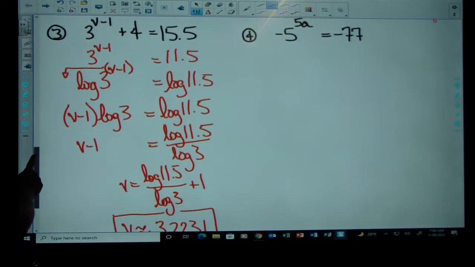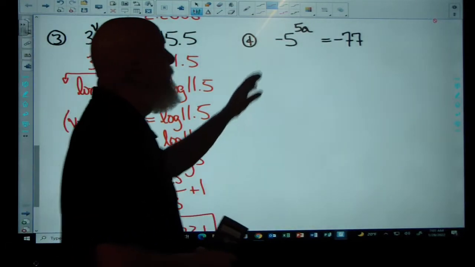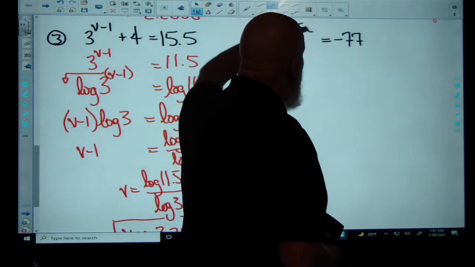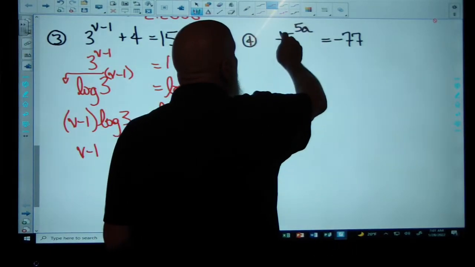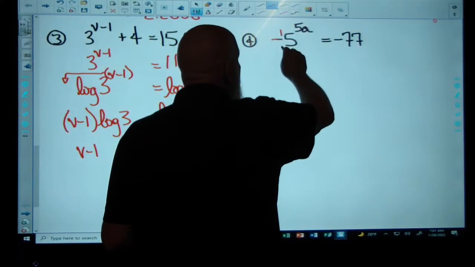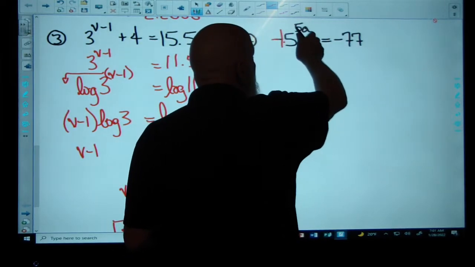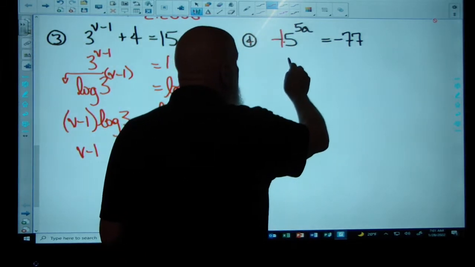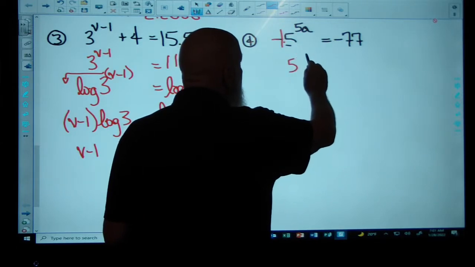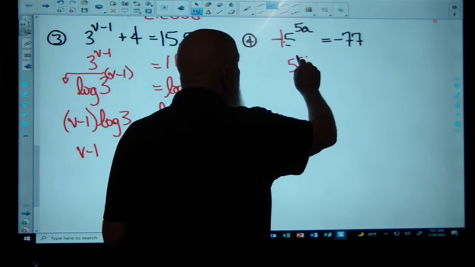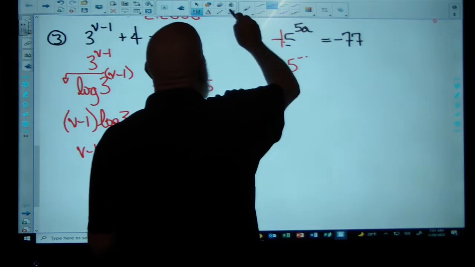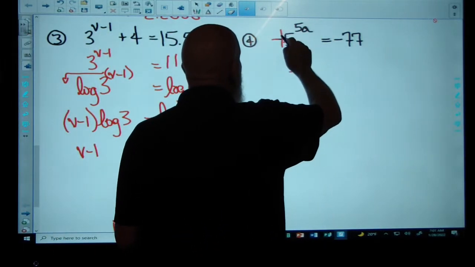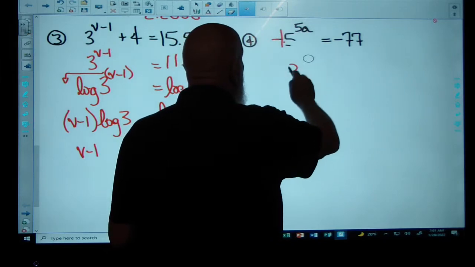Alright, we got one more. I've got negative 5 to the 5a is equal to negative 77. What I'm going to do is divide both sides by negative 1 first to get this positive and that positive. This is like a multiplied negative 1. You can think of it like negative 1 times 5 to the 5a. So I'm going to isolate this by dividing both sides by negative 1, and that will give me 5 to the 5a. Oops. I don't know why that's doing that. Let me see if I can do this.